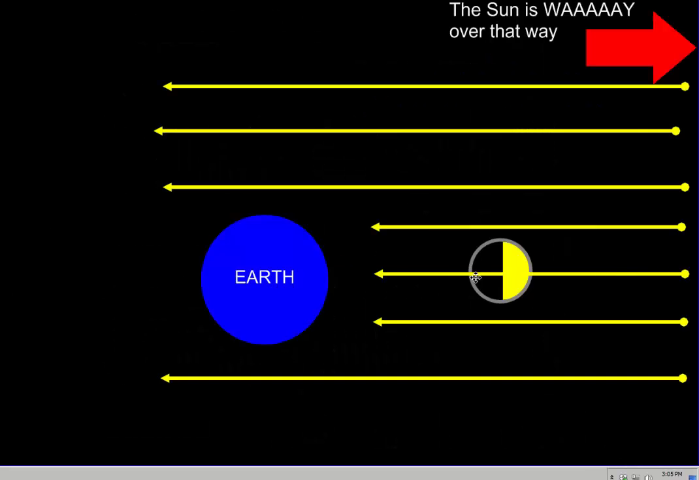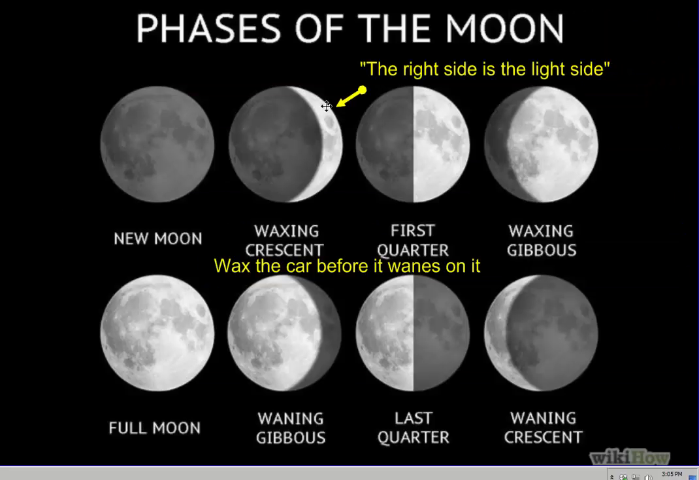Now, as it continues to orbit around the Earth, again, it takes 27.3 days to go all the way around, we would start to see a sliver of light appearing on the right-hand side. We like to say the right side is the light side, because after new moon, the light begins on the right side. It's going to keep doing that until it becomes a full moon, and then it's going to return back, getting darker and darker, becoming a new moon.